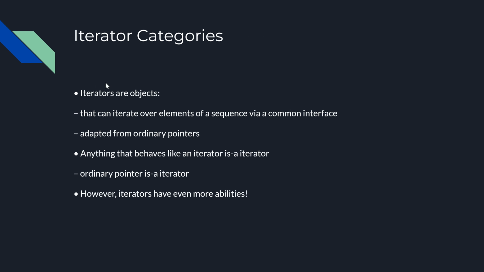Iterator categories. Iterators are objects that can iterate over elements of a sequence via a common interface adapted from ordinary pointers. Anything that behaves like an iterator is an iterator. An ordinary pointer is an iterator. However, iterators have even more abilities.